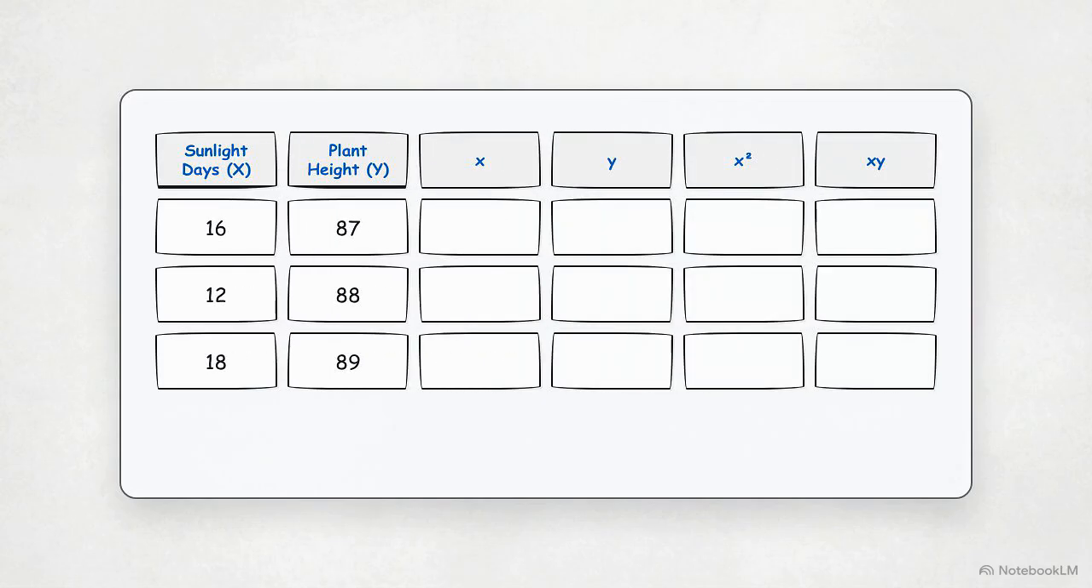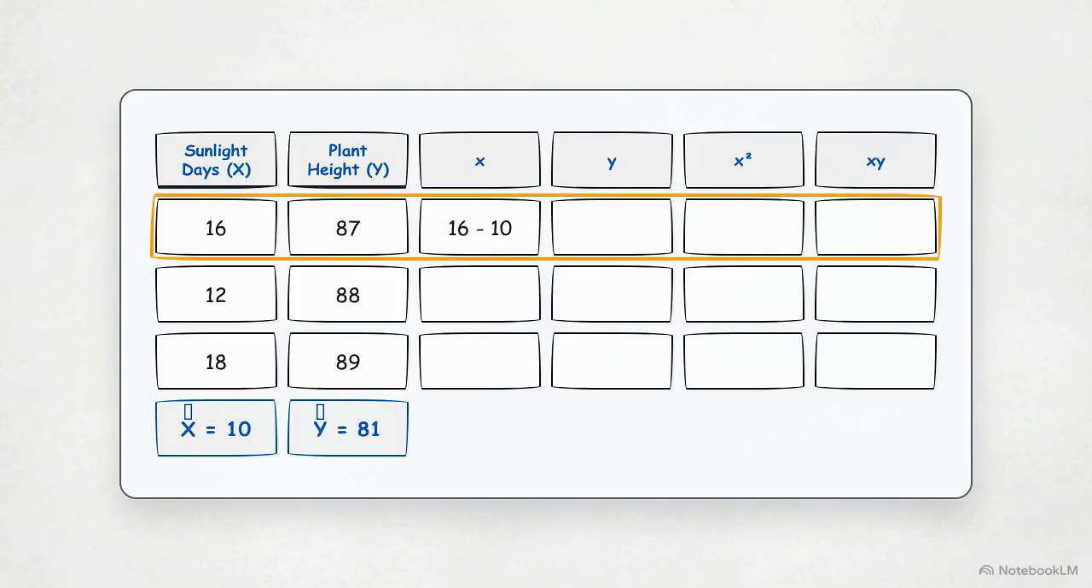We add specific columns for the lowercase deviations, x, y, x squared, and x times y. The first computational step is finding the baseline averages for our raw inputs. We sum the capital X and capital Y columns and divide by the number of observations to find our means, known as x bar and y bar.